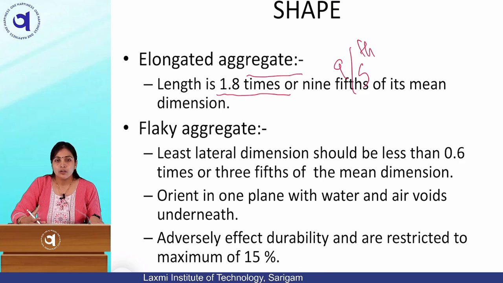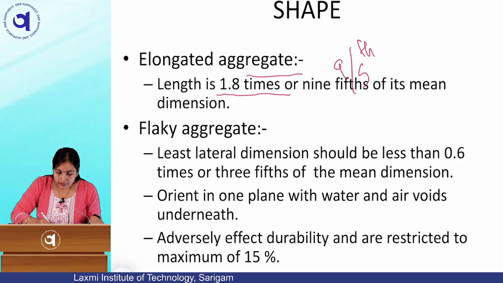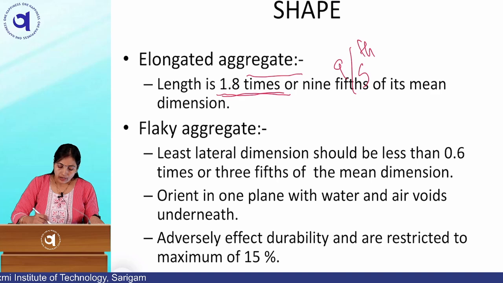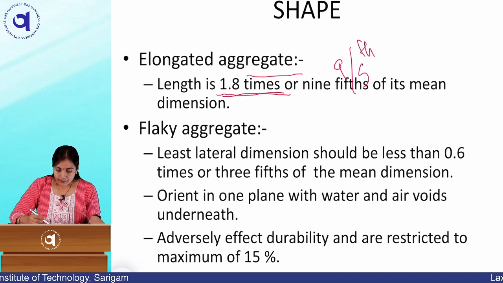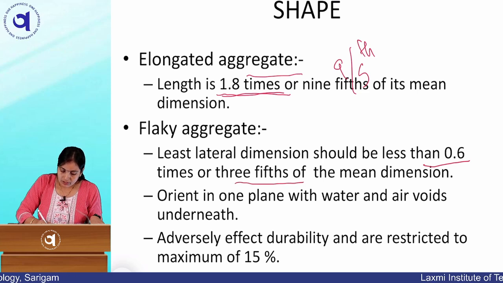Suppose you have half a kg of aggregate and you have the mean size of it, meaning the average size of it. If the length is 1.8 times its mean dimension, or 9 by 5 times its mean dimension, then you can call that aggregate elongated. Let us talk about the flaky aggregate. Its least lateral dimension should be less than 0.6 times, or 3/5, of its mean dimension.